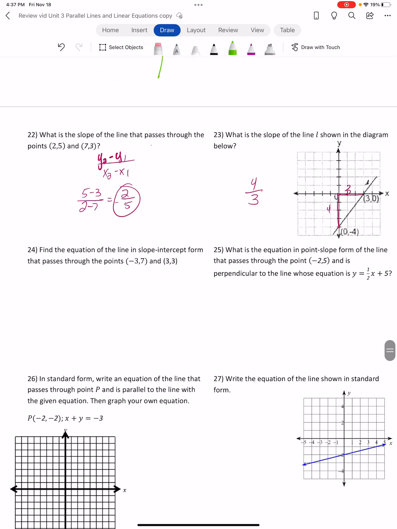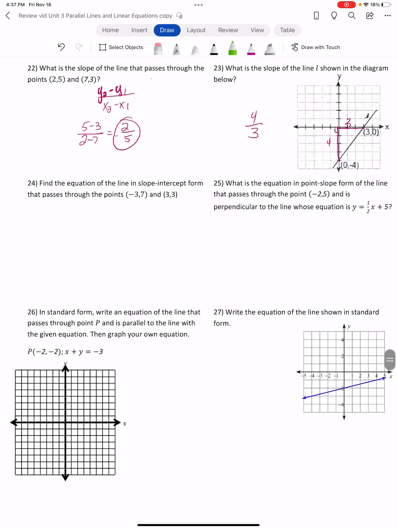Find the equation of the line in slope-intercept form that passes through these points. It says slope-intercept form, so we make a note of that. First thing I have to do is find the slope. That's going to be 7 minus 3 over negative 3 minus 3. 7 minus 3 is 4. Negative 3 minus 3 is negative 6. And I simplify. That's going to be negative 2 over 3. So I have the slope of my line, but I'm missing the y-intercept.